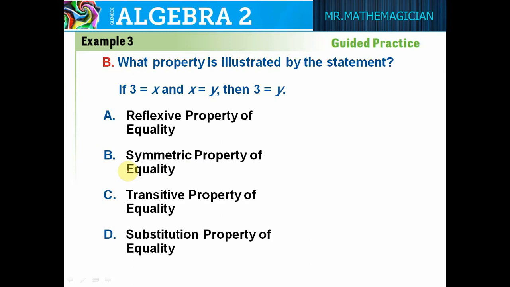Example 3b. What property is illustrated by the statement if 3 equals x and x equals y, then 3 equals y? It's like a chain, and we choose the first one and the last one. What do we name this property? Is it reflexive, symmetric, transitive, substitution? Yes, for sure, it is the transitive property of equality.